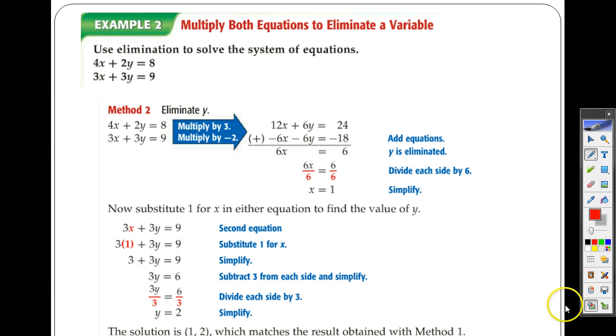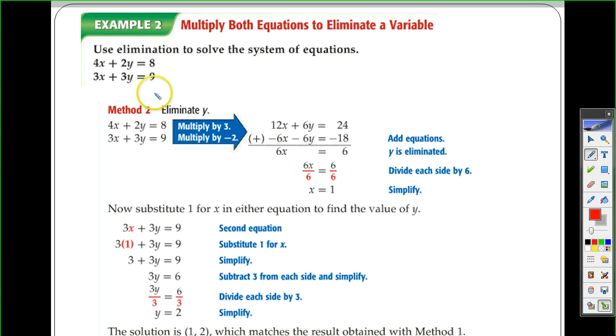Again, everybody can choose different methods, whatever they feel is more comfortable. The second method they use, they want to make the y's look the same. So they chose 6y would be convenient. They multiply by 3, 3, 3, became 12x, 6y, 24. The bottom part, for this 3y to make it into 6y or negative 6y, they multiply by negative 2.